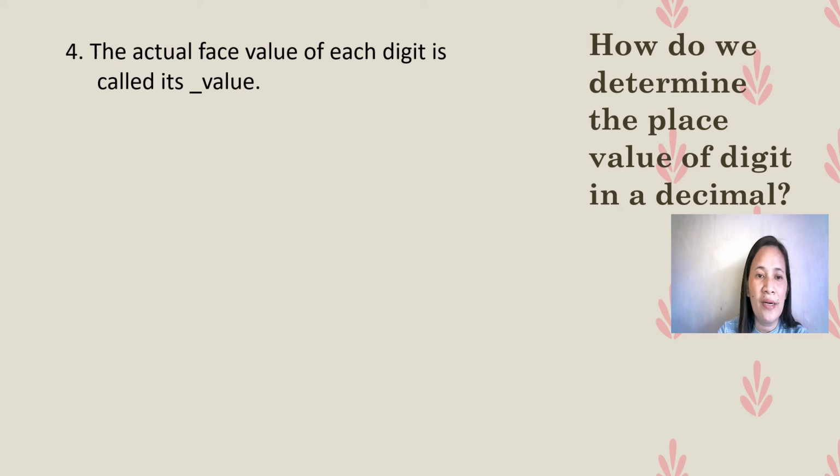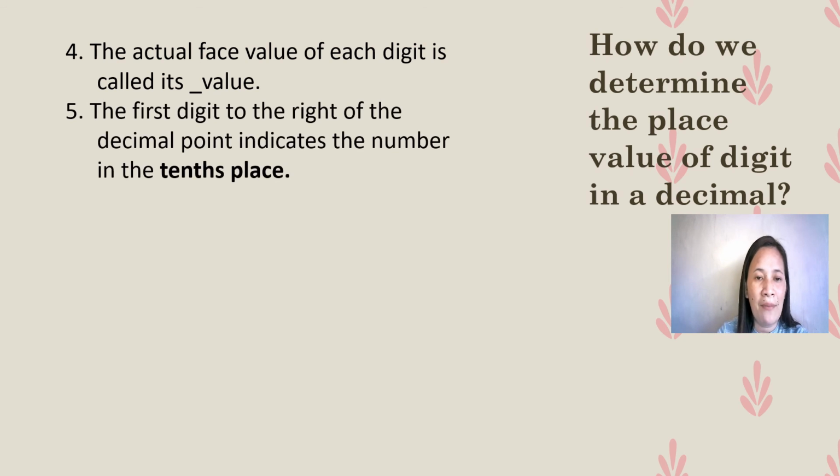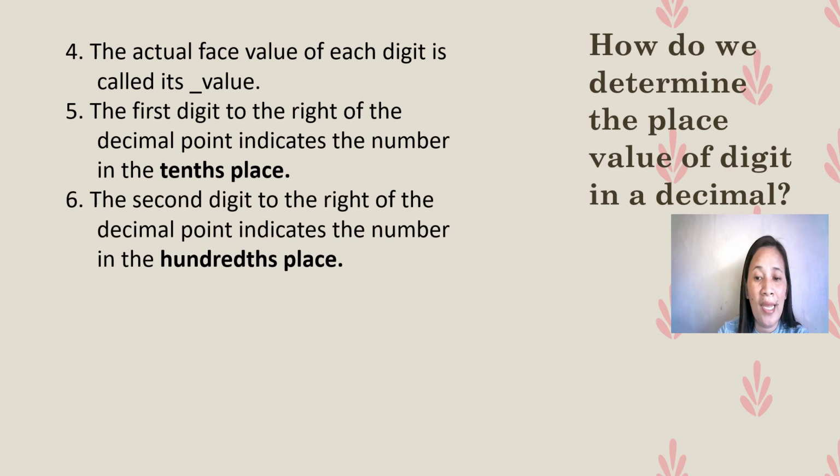The first digit to the right of the decimal point indicates the number in the tenths place. So, unang digit to the right of the decimal point, ang tawag ay tenths. Then, the second digit, ang tawag ay hundredths. The third digit, ang tawag ay thousandths. And the last digit or the fourth digit, ang tawag ay 10,000ths.